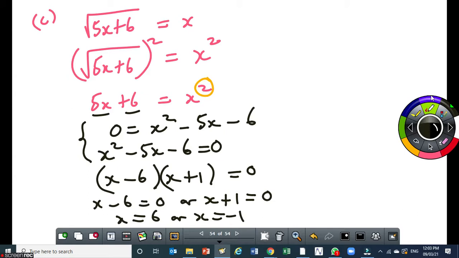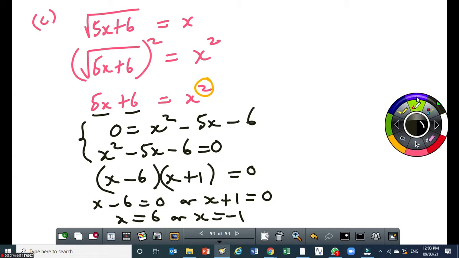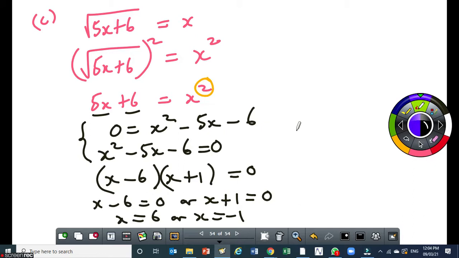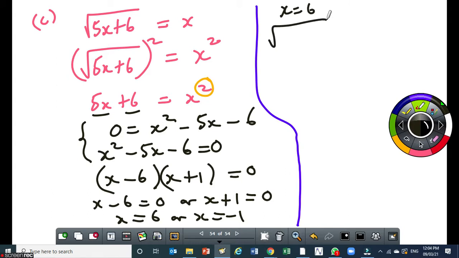Okay, so it's fine now. I made a mistake on the factorization, but let's carry on. It's not a big deal. Right? Let's carry on. So I factorized correctly, I've solved, I've got two values of x. So let me check the two values. Let me start with x equal to 6. So I'll put 6 where there is x there. So 5 times 6 plus 6 is equal to 6. This will give me square root of 36, which is equal to 6. So that's correct, which means that answer is right.